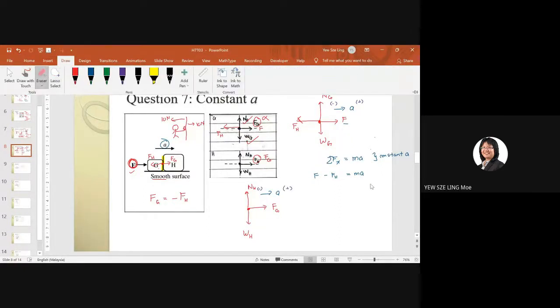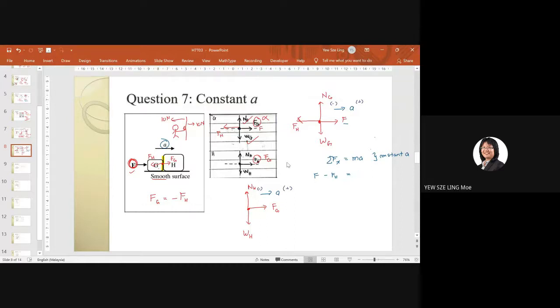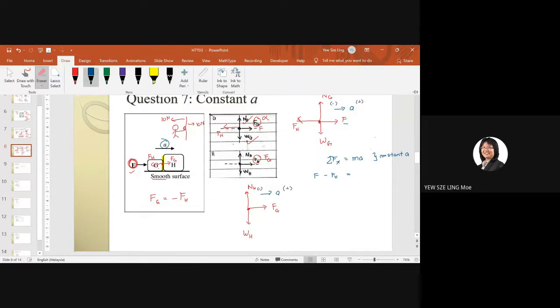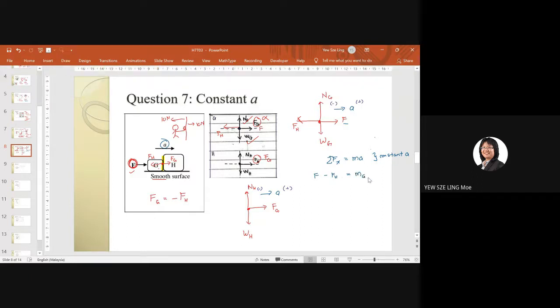In this case, my m should come with a subscript, because now you are looking at object G. So m_g a. The a doesn't have a subscript, because both objects are moving with the same acceleration. Therefore, you don't need to put a subscript.